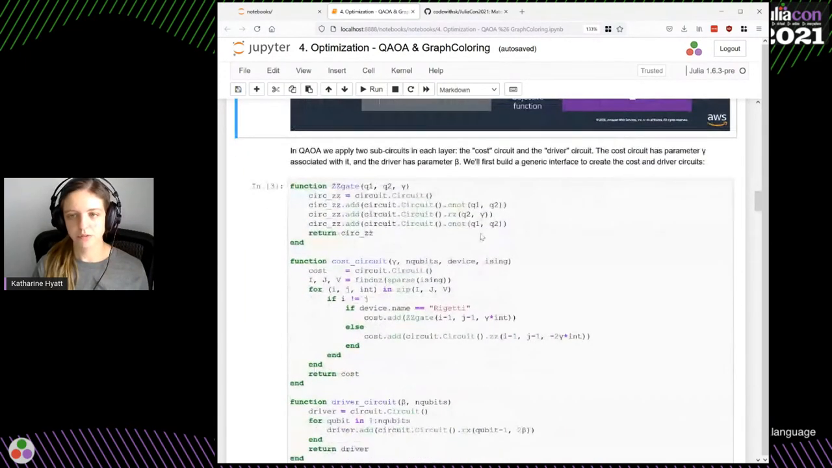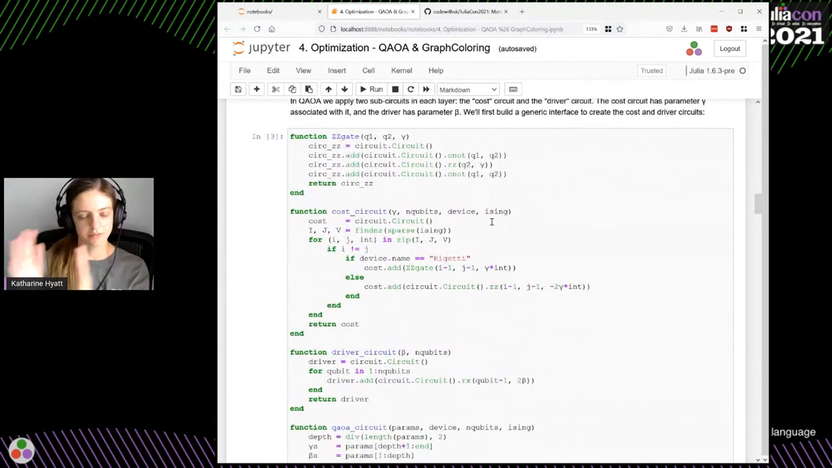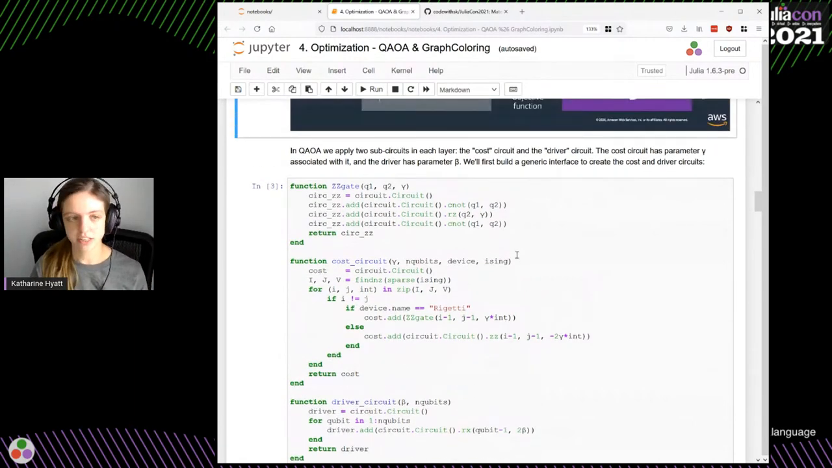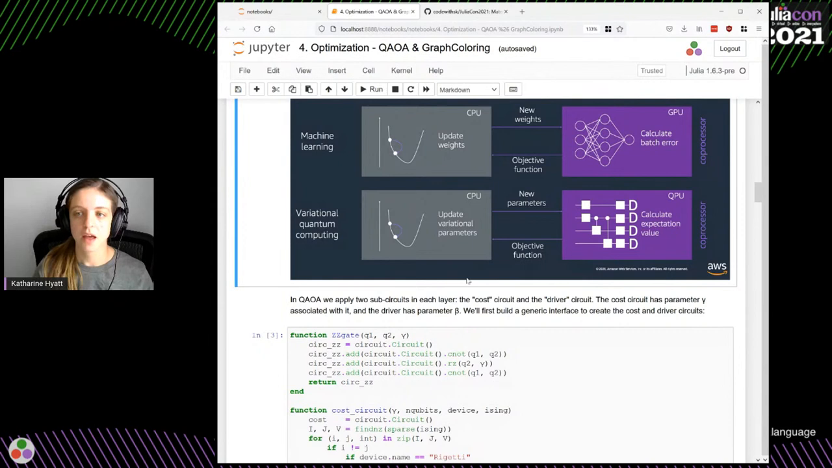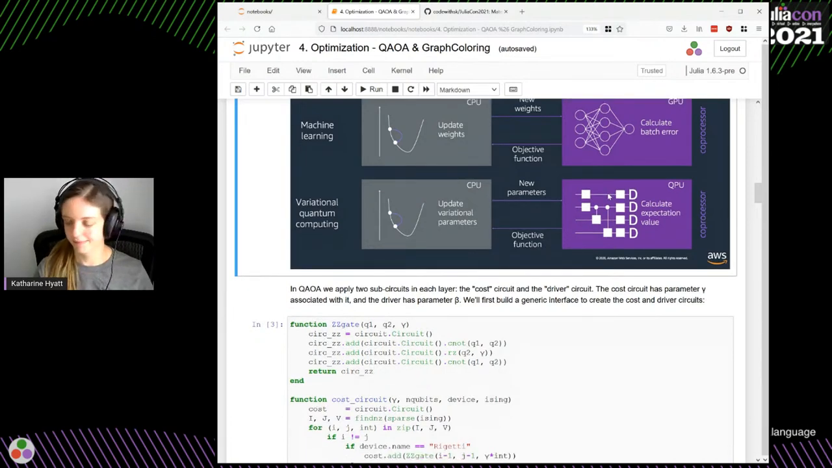So in QAOA, what we do is we apply two subcircuits in each layer of the optimization, the so-called cost circuit and the driver circuit. The cost circuit takes a variational parameter gamma, and the driver circuit has variational parameter beta. And so the trick in QAOA is, similar again to classical machine learning, to apply the objective function and update the variational parameters in response to drive the system towards the solution to the optimization problem. And here, this quantum coprocessor can be, as we're going to do here, a quantum simulator, or it could be a real quantum device.